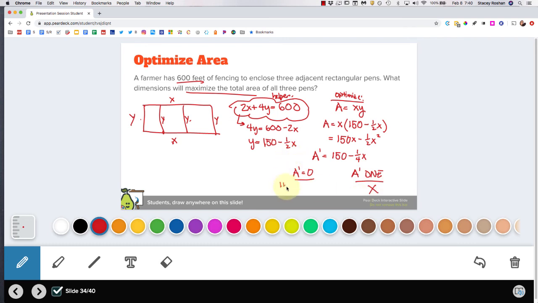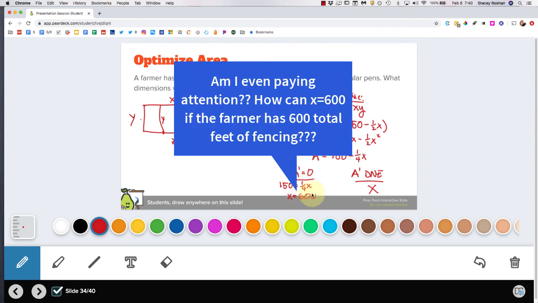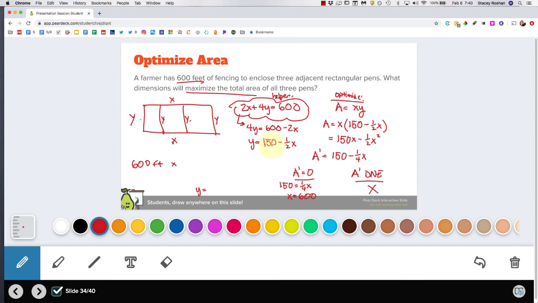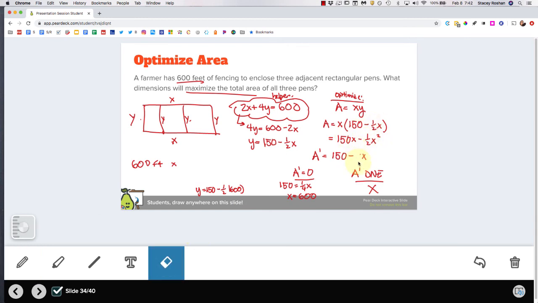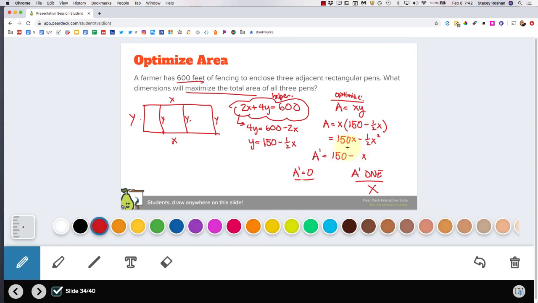So we have 150 equals 1/4 x, multiply both sides by 4. We have x equals 600. And so our dimensions are going to be 600 feet by, what is y? y, remember, was 150 minus 1/2 x. So 150 minus 300 means that clearly I made a mistake because that's negative. Oh, I just caught it. 1/2 times 2 is 1. So that should have just been minus x. Okay, I make mistakes too.